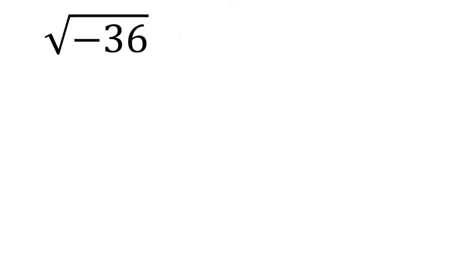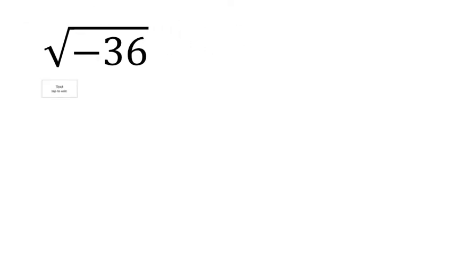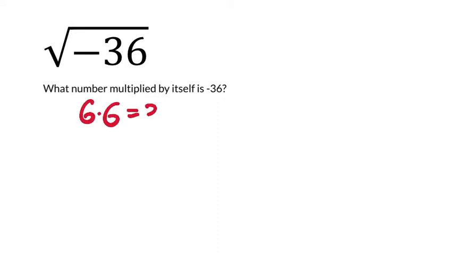All right, how about this one? We're going to evaluate it. Okay, nice. Well, again, what number multiplied by itself is negative 36? Now this one's different because the negative is on the inside. So we actually need to think, what number multiplied by itself is negative 36? And that's what this one would read, square root of negative 36. Now, I think with some thought, you'd say, well, maybe 6 times 6. Well, the problem with that is you get positive 36, not negative 36.